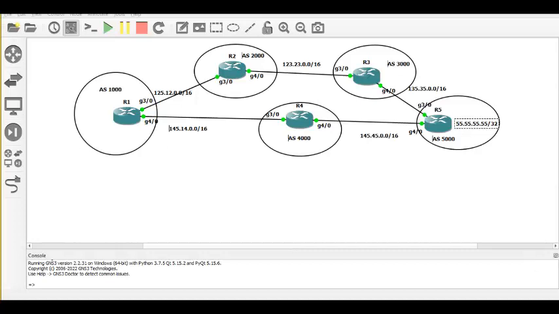Right. Previously, we learned about attributes. We went through a few well-known mandatory attributes, and we're going to test it today. If you see here, we got two paths to reach Autonomous System 5000 from Autonomous System 1000. There are two paths.